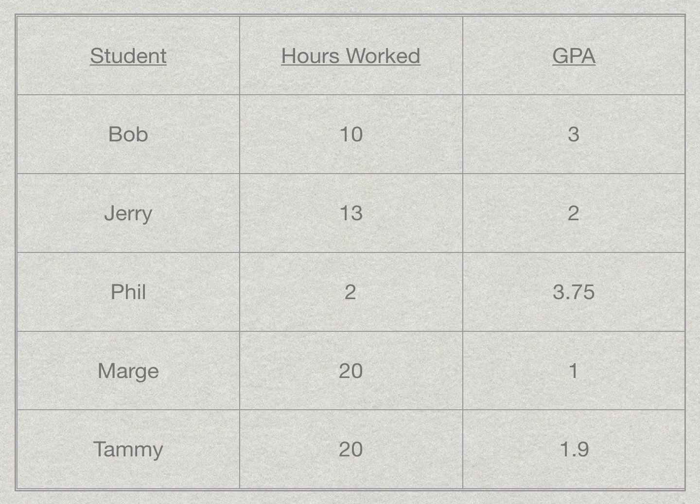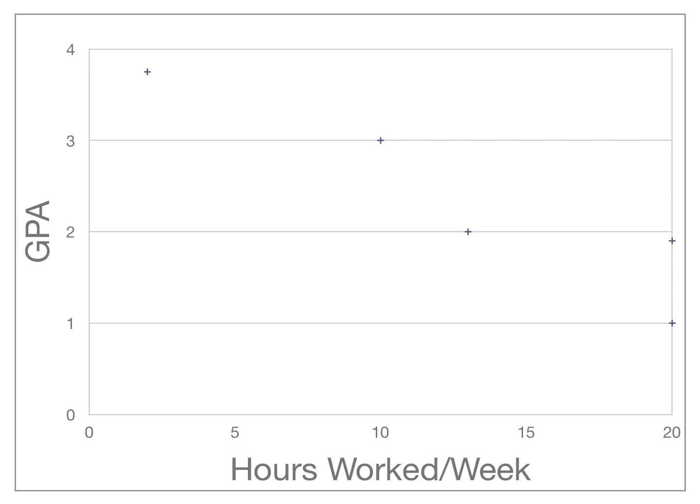For example, look at Marge. Marge worked 20 hours a week. Her GPA is low. It's a 1. Look at Phil. Phil only worked 2 hours per week, and his GPA is a 3.75, a higher GPA. So there's a relationship, but this is called an inverse relationship. As one number goes up, the other number goes down. This is what the scatter plot would look like for this data set. Push pause right now and draw this out.